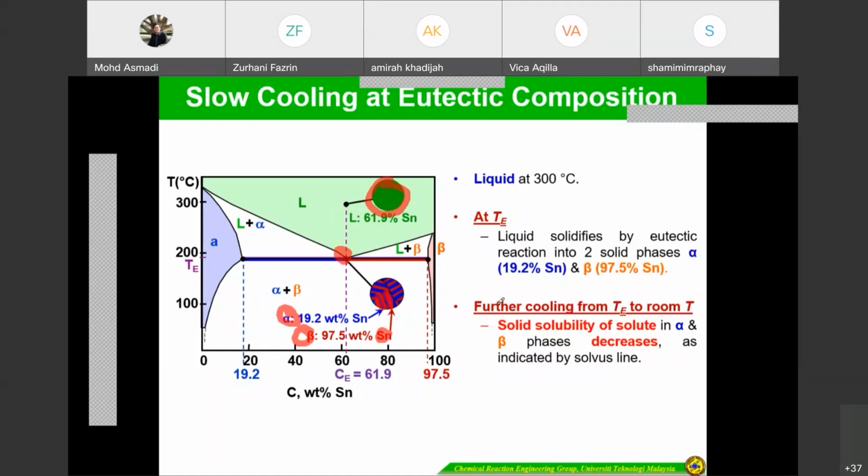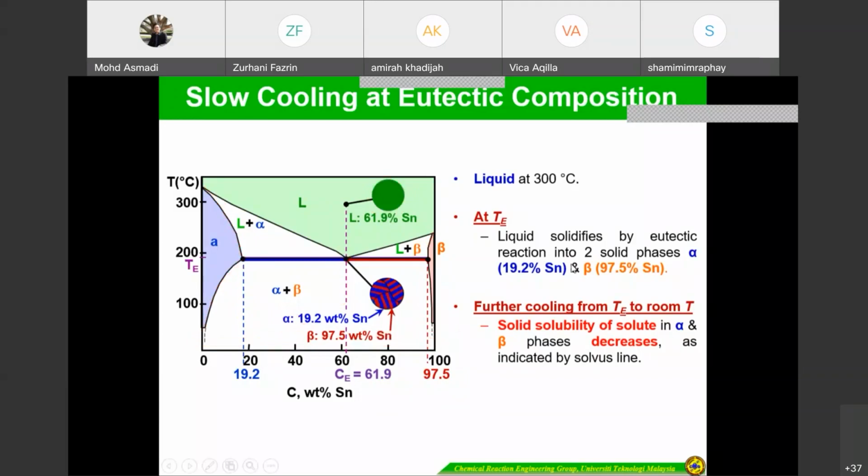Further cooling from TE to room temperature, room temperature may be here. The solid solubility of solute in the alpha and beta phases decreases, as indicated by the solvus line. Can you see this? The solubility is decreased. This is the solvus line.